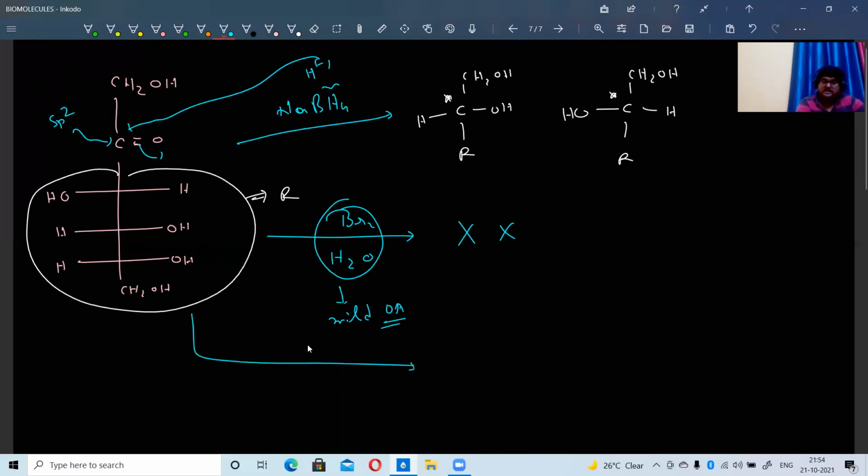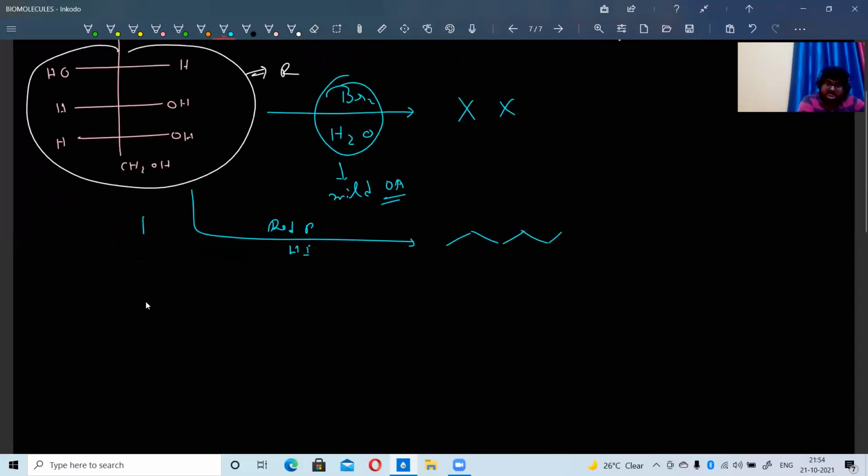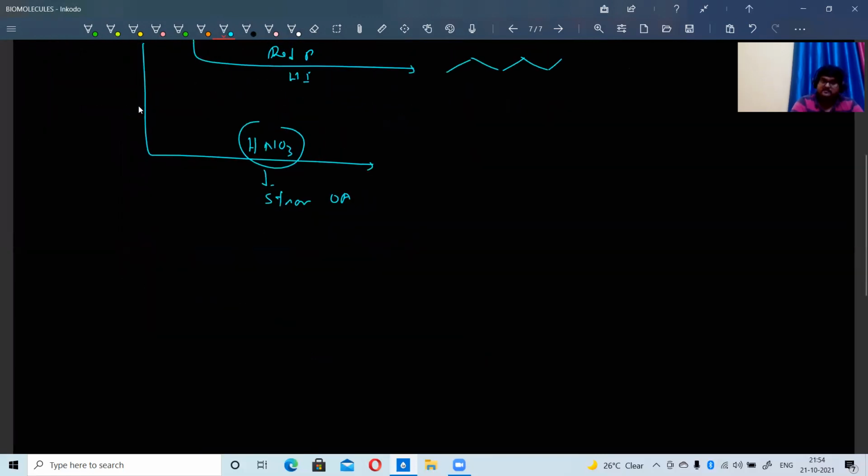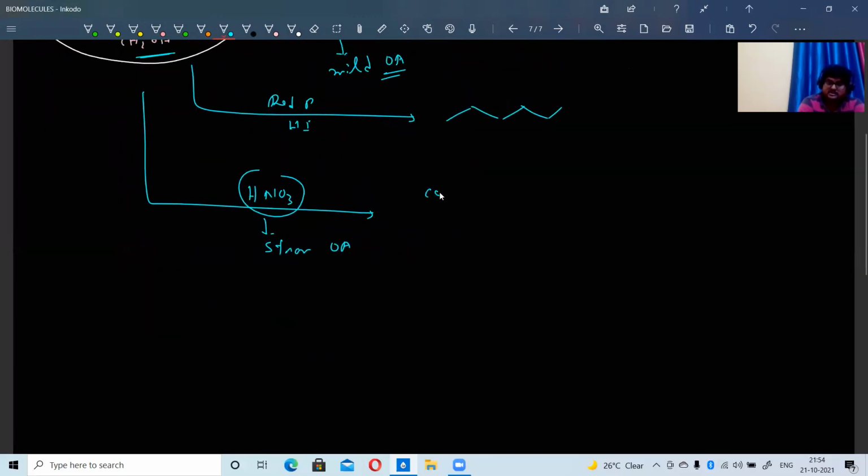When it reacts with red phosphorus and HI, again the hexane is formed, like glucose. When it reacts with HNO3, which is a strong oxidizing agent, this 1 degree alcohol and this 1 degree alcohol get oxidized, and we get COOH, with the C double bonded O. Other stuff remains the same. This one is converted to COOH, like this.